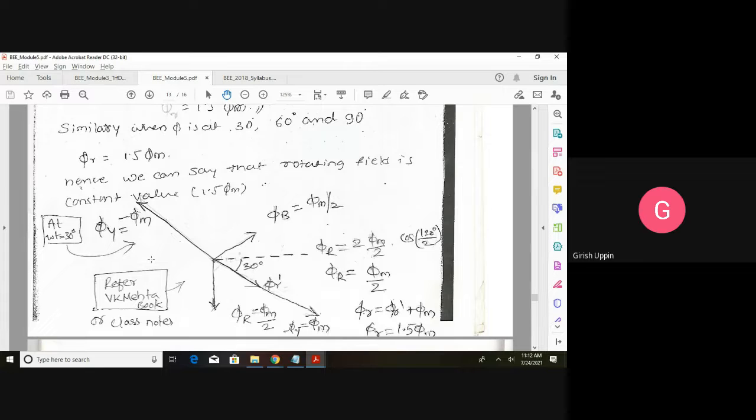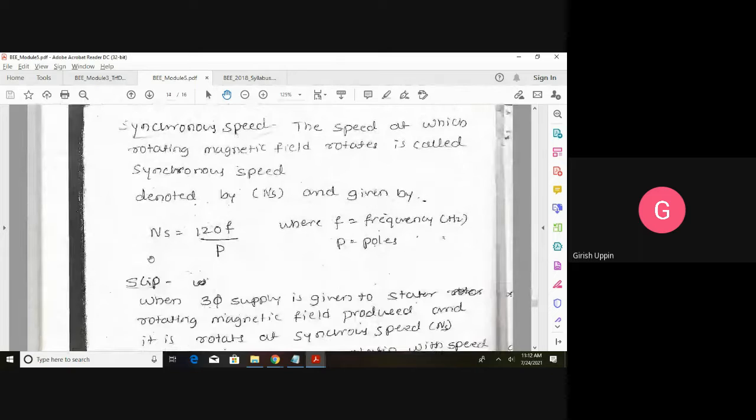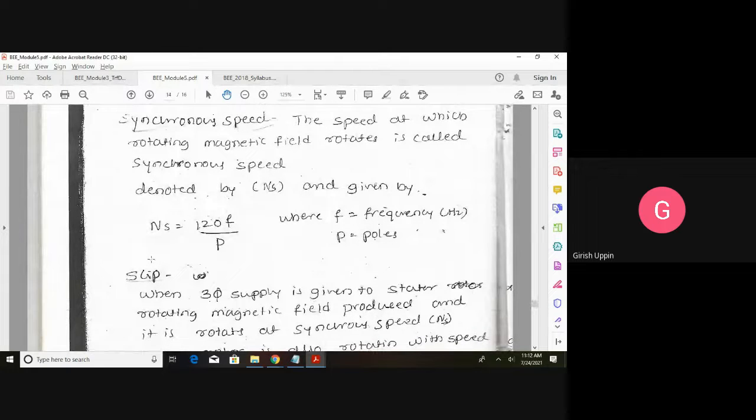Hence it proves that three-phase power given to a three-phase winding will result in a rotating magnetic field which has a constant magnitude of 1.5 phi m. Now we proved that whenever we give three-phase power to a three-phase winding, it creates a rotating magnetic field. And what is the magnitude of that field?